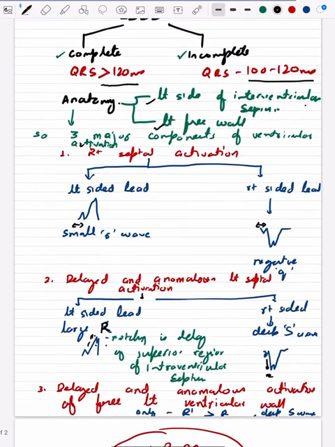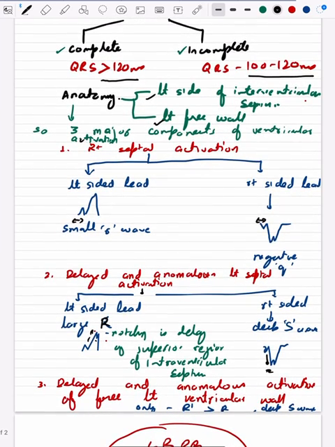Last thing, the free wall. The free wall is like an extension of the previous, which we have read about, the left septal activation. The only thing is that R prime, which is the second positive deflection, will be more than R, and there will be a deep S wave. So these are the three things which we need to see in the ECG.